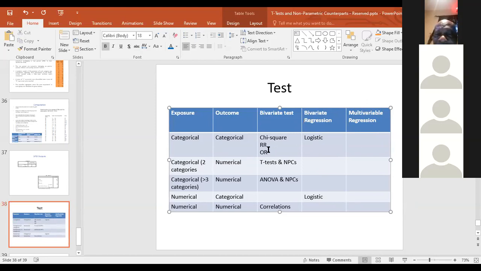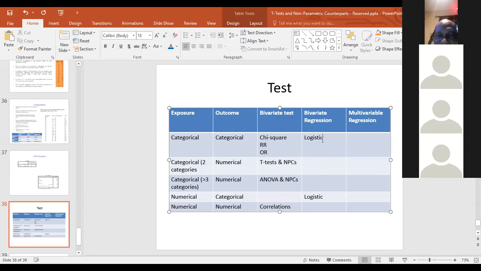So look at this one now. Apart from chi-square, you can do regression here. And logistic regression can have 2 possible categories of outcome, or you can have 3. Binary logistic for 2, multinomial for more than 2.